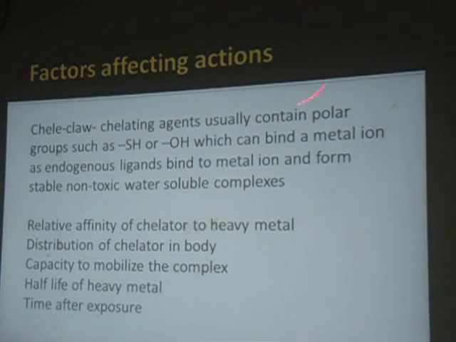So what are the factors which can affect this chelation? Relative affinity of the chelator to the heavy metal, that means they are better than the endogenous ligands in attracting it. Distribution of the chelator in the body, whether the drug which we give can get distributed to the parts where the toxicity is maximum. Do you remember where we see the Kayser-Fleischer ring? That's what I was speaking about. Capacity to mobilize the complex, half-life of the heavy metal and time of exposure.